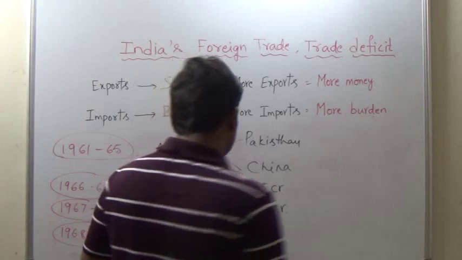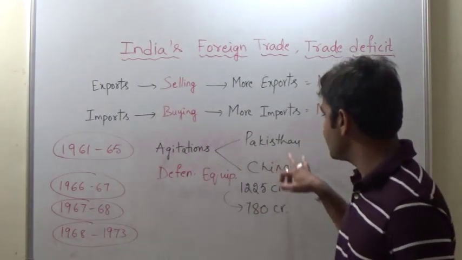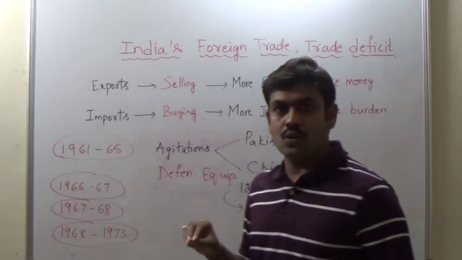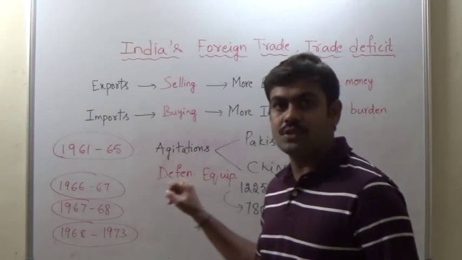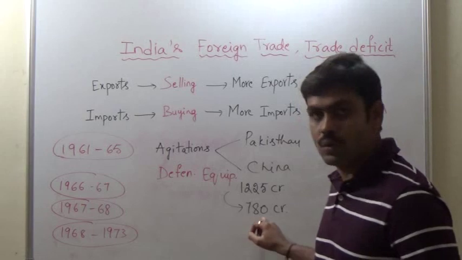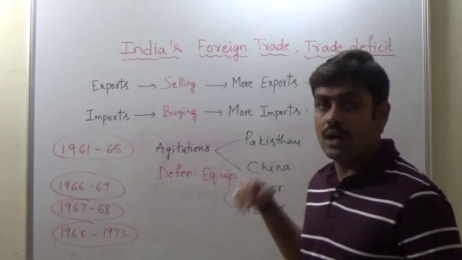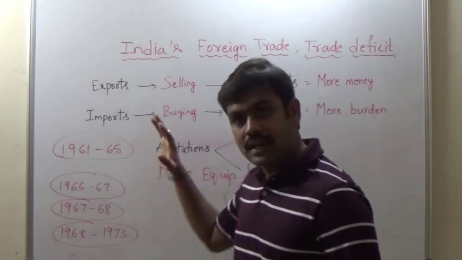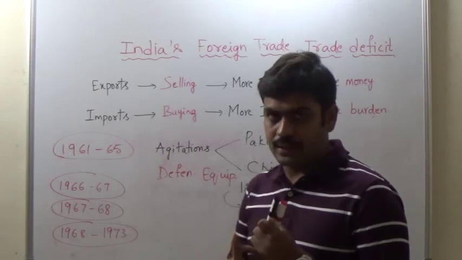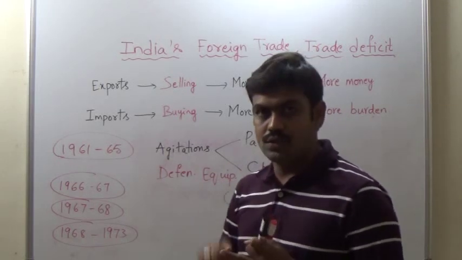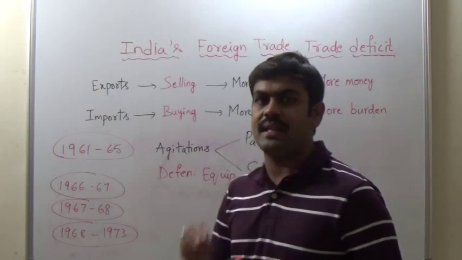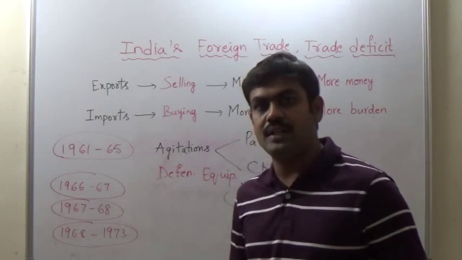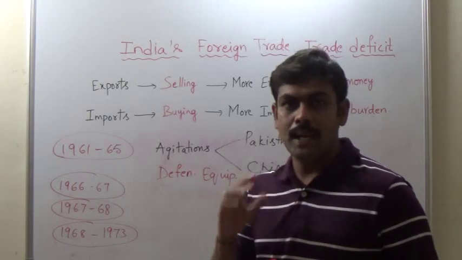Now listen to me. With the hostilities of Pakistan and China, the imports rose up. Because of the defense equipment imports, an acute trade deficit came to 780 crores, and this was along with the other imports which continued from the beginning, like technological import, capital goods import, machinery import, equipment import, and the rapid modernization and expansion of heavy industry in India also boosted up the imports.